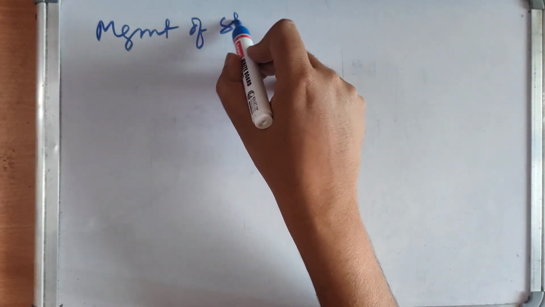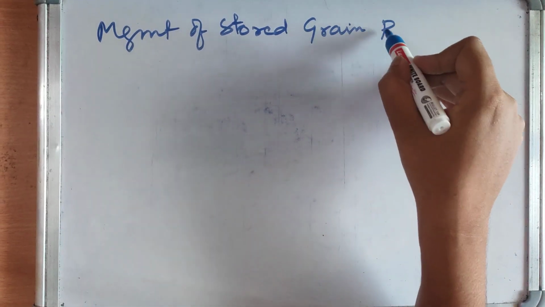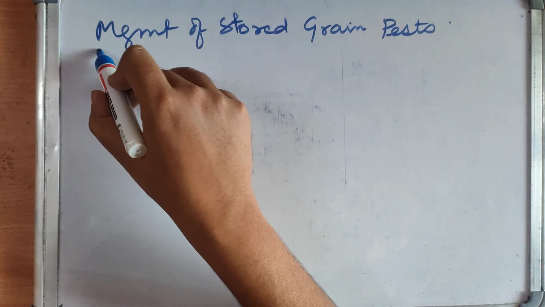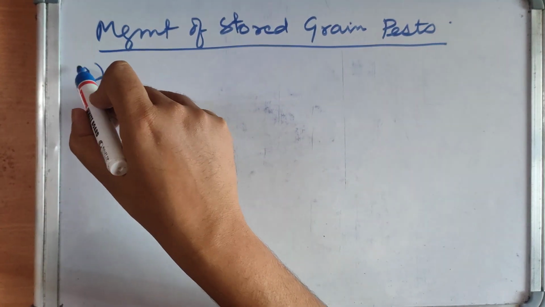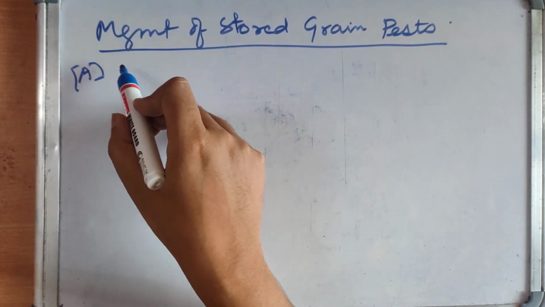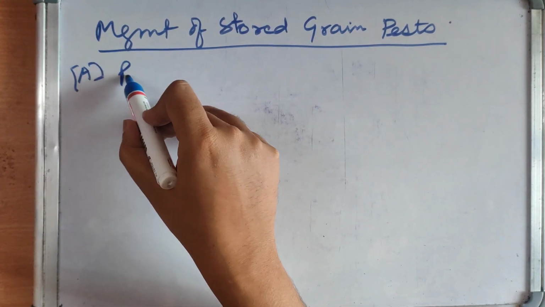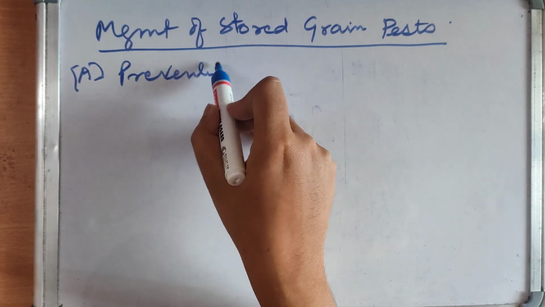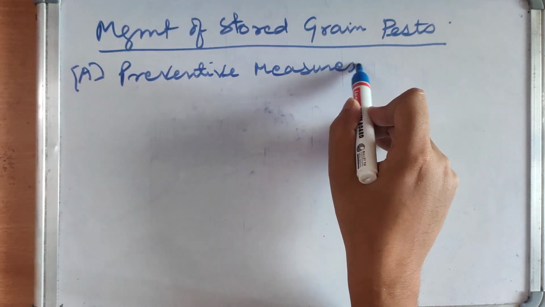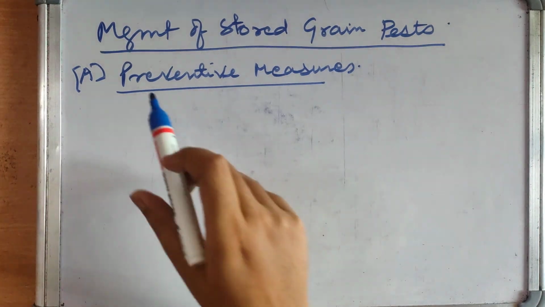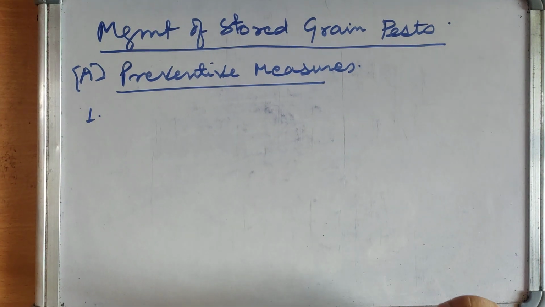Management of stored grain pests. So first of all we will discuss preventive measures, or you can say measures of how to manage. There are two types of measures. First one is preventive and second one is curative measures. In preventive measures, how we can prevent the attack of stored grain pests.